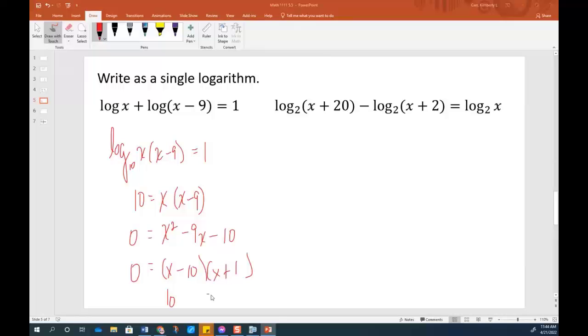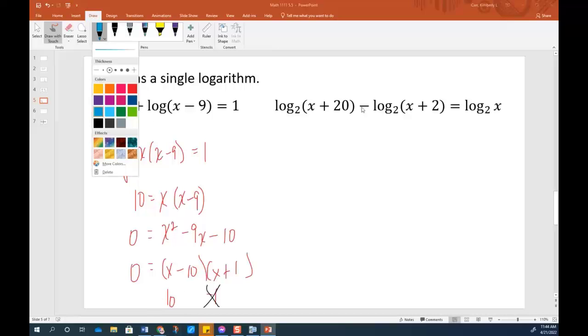10 and negative 1. Now, the 10 is not scary to me, but as soon as I see this negative, I want to look at my original. A negative 1 does not work right here. You cannot have a negative as the argument. It also doesn't work over here. It doesn't matter if your solution is negative. It just matters what it ends up being as a value. So in this case, what we have is that we found an extraneous solution. It means we did all the work right, but it doesn't check. And 10 is the only actual solution.